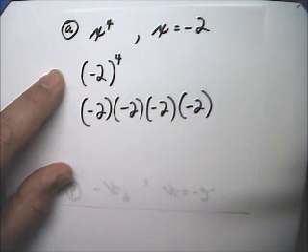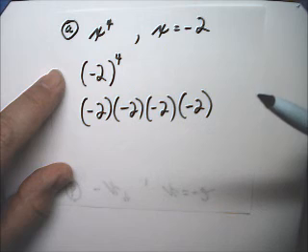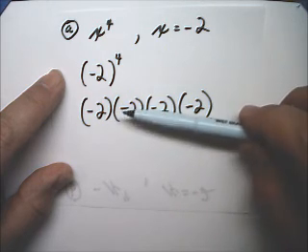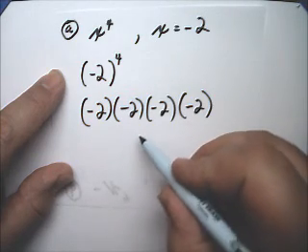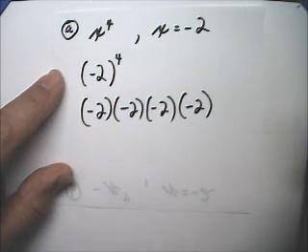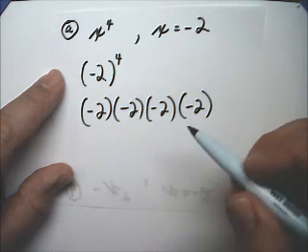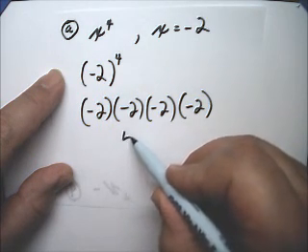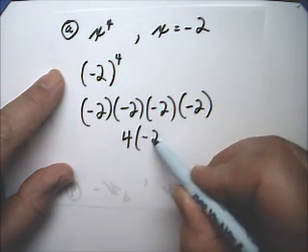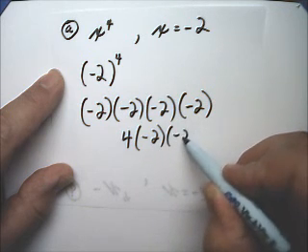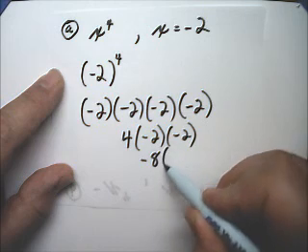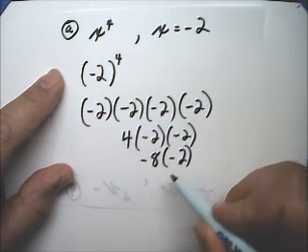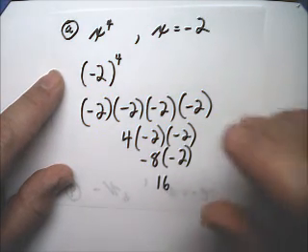So the answer here is going to be positive, and it's whatever 2 times 2 times 2 times 2 is. 2 times 2 is 4, times 2 is 8, times 2 is 16. This answer is positive 16. Now if we do them 2 at a time, this would be positive 4 times -2 times -2. Now this would be -8 times -2, and that's the positive 16 I was talking about.